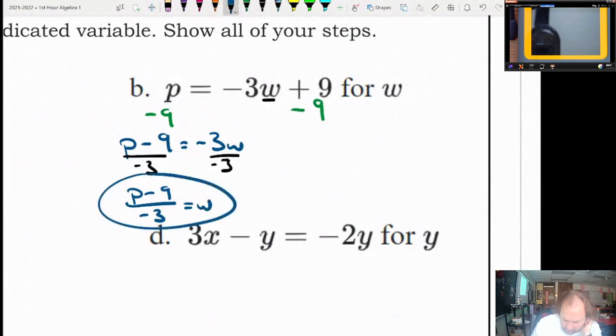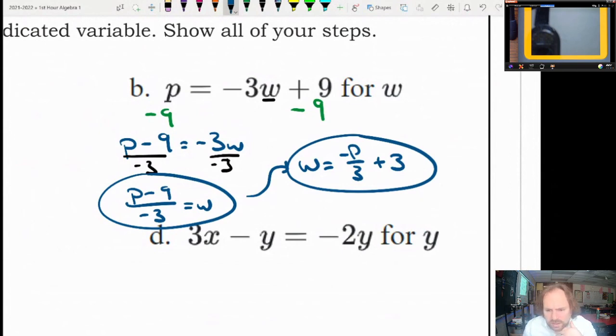That is the answer. If you wanted to keep going, I suppose you could divide the 3. You'd have a negative p over 3, and then a plus 3, because 9 divided by 3. But I don't know why you would keep going with that. Just leave it. It's done.